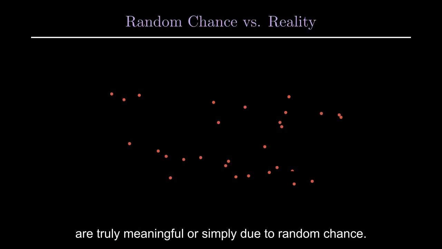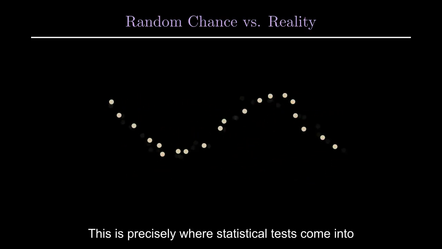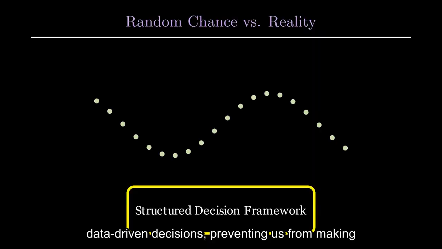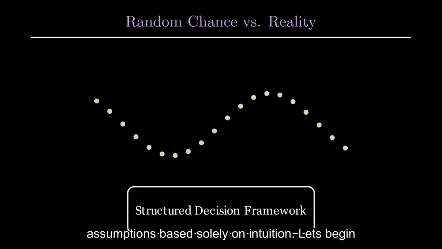In the world of data science, we often need to determine if observed differences between groups are truly meaningful or simply due to random chance. This is precisely where statistical tests come into play. They provide a structured framework to make data-driven decisions, preventing us from making assumptions based solely on intuition.